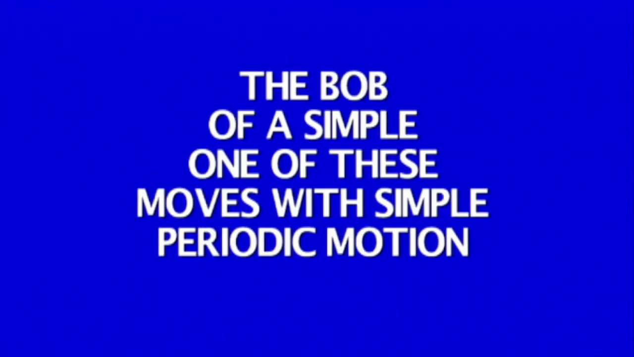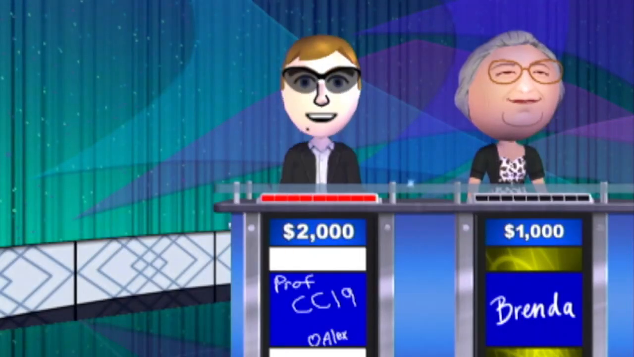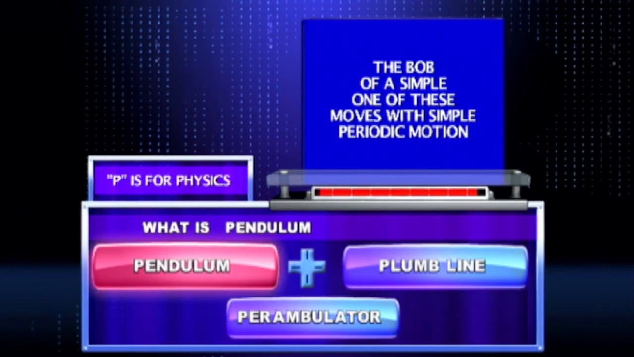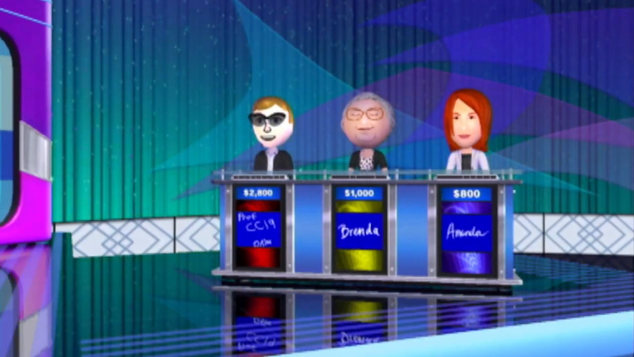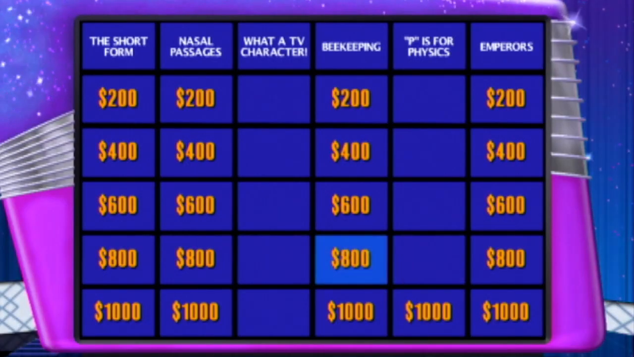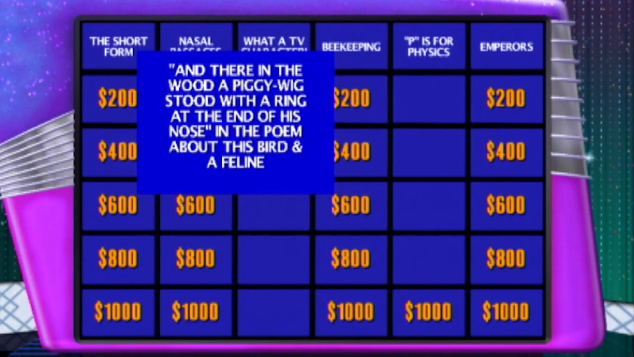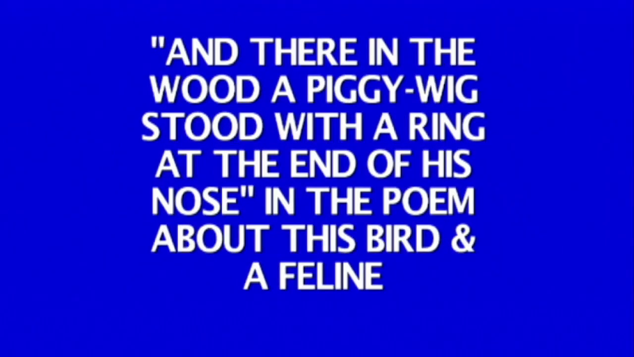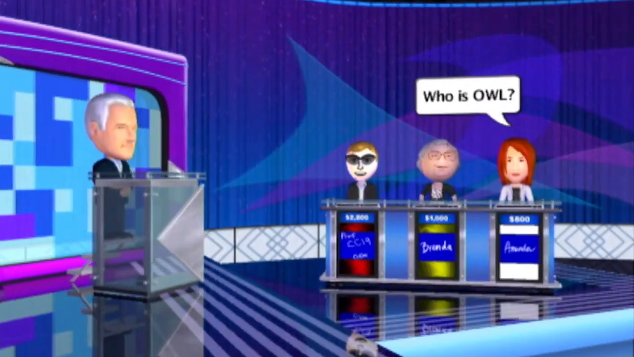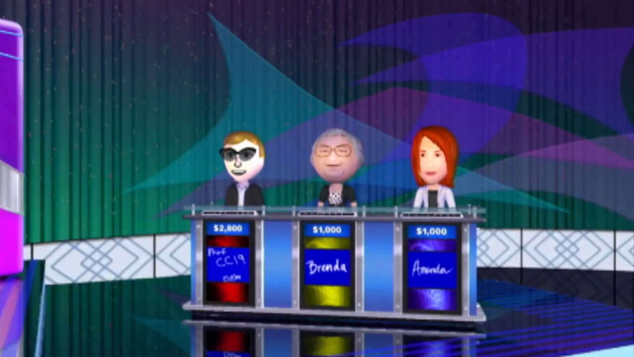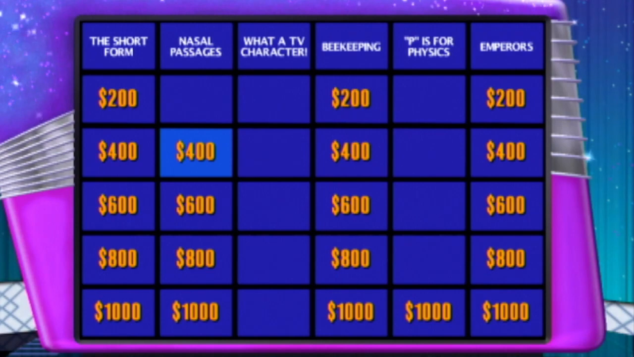The bob of a simple one of these moves with simple periodic motion. Yes, Player 1. Yeah, good. Player 1, you pick again, please. And there in the wood a piggywig stood, with a ring at the end of his nose, in the poem about this bird and a feline. Okay, Player 3. That's correct. Player 3, back to you.